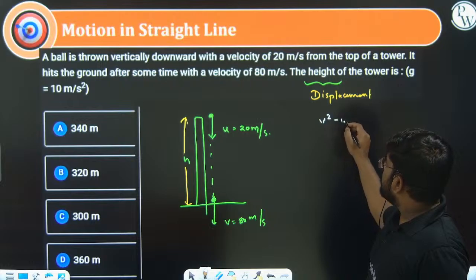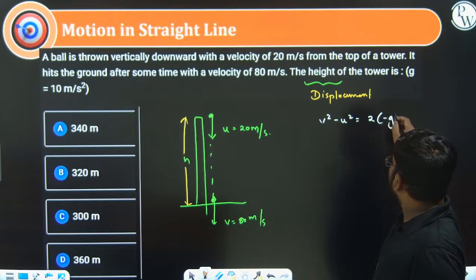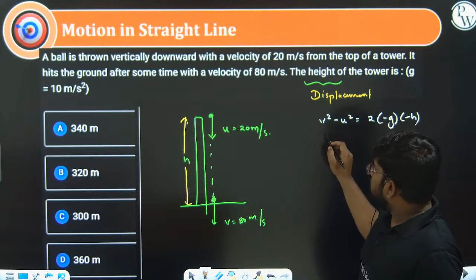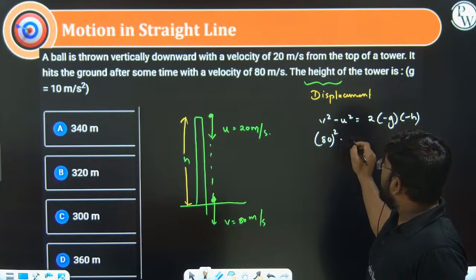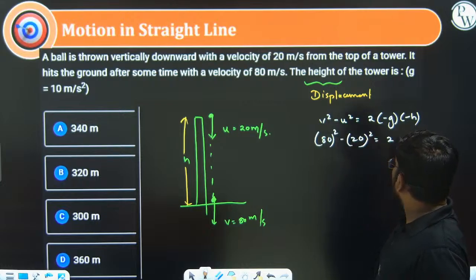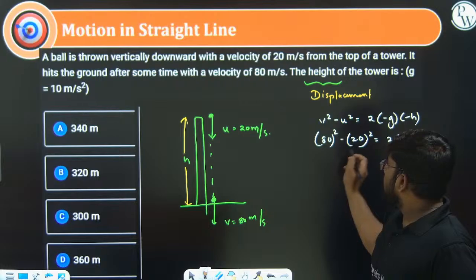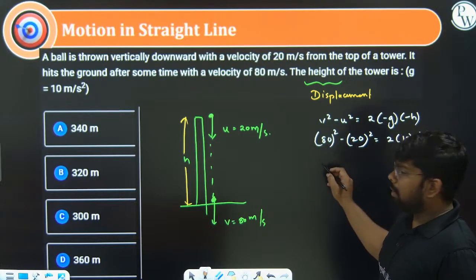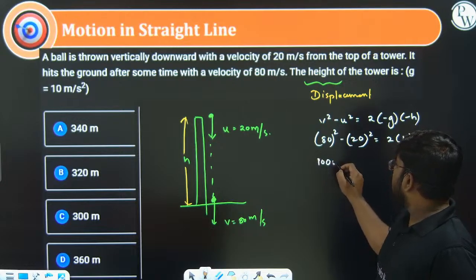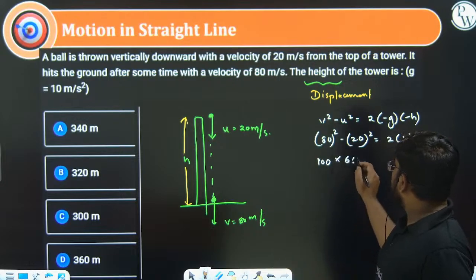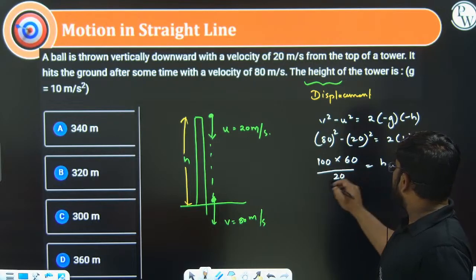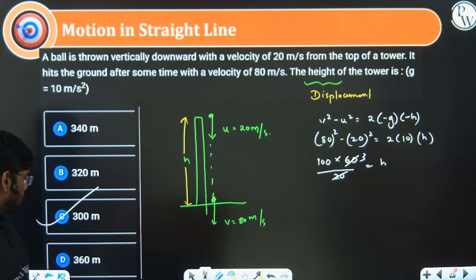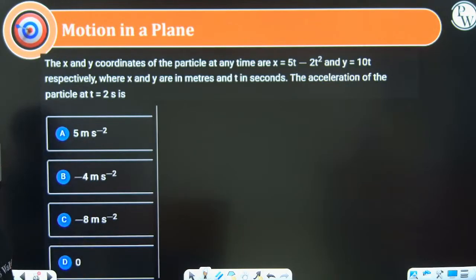So v square minus u square is equal to 2as. Here a is minus g and displacement minus h. So 80 square minus 20 square is equal to 2 into 10 into h. No need to solve this directly, we can write a square minus b square, that is 80 plus 20, 100, into 80 minus 20, 60, by 20 is equal to h. So h is 300. Again, very simple questions these are. These all are PYQs, directly they have been taken.